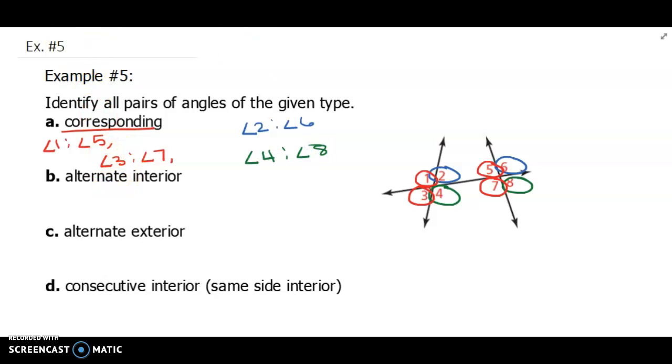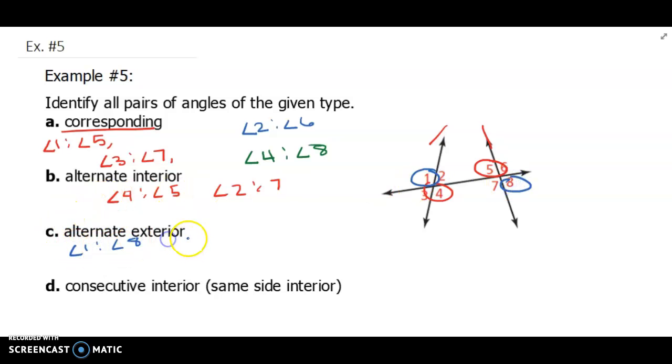All right, now alternate interiors. Alternate means they're on opposite sides of the transversal. So one's above, one's below. And interior means they're between these two lines. So 5 and 4, and then angle 2 and 7. Alternate exterior, guys, same thing. So 1 and 8, and angle 3 and 6. And then consecutive interior would be 4 and 7, and 2 and 5.